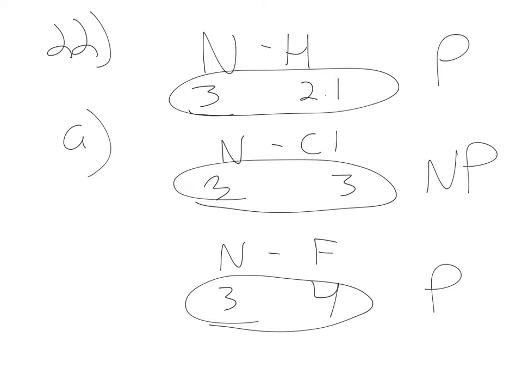Then B, for any bond that is significantly polar, draw an arrow to show the direction. Well, who wins here? Well, the 4 is a stronger electronegativity, so it wins. It pulls that direction. But up here, the 3 is stronger. It pulls that direction. In the nitrogen chlorine, there is no polarity. Okay, moving on, 23.